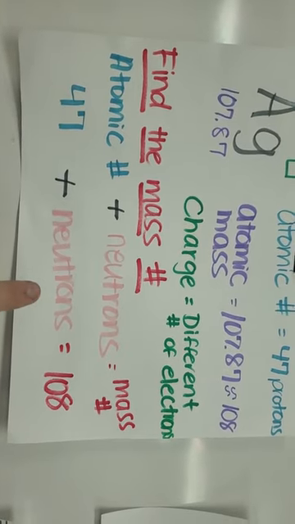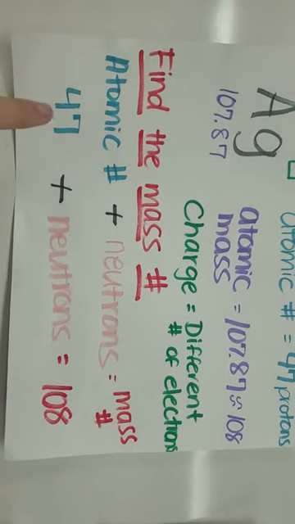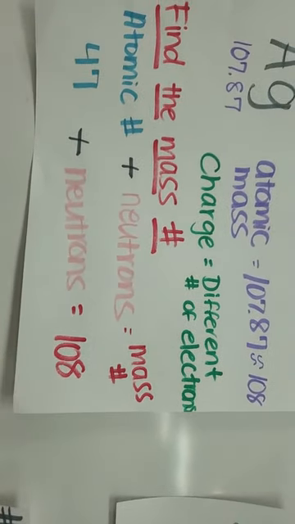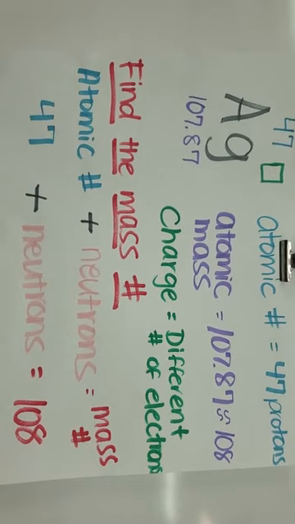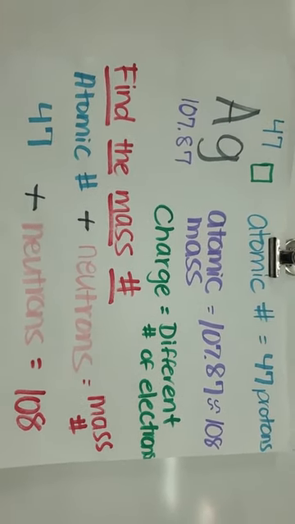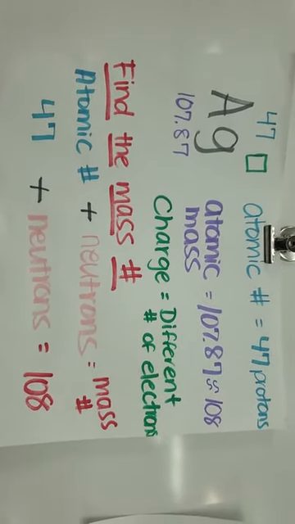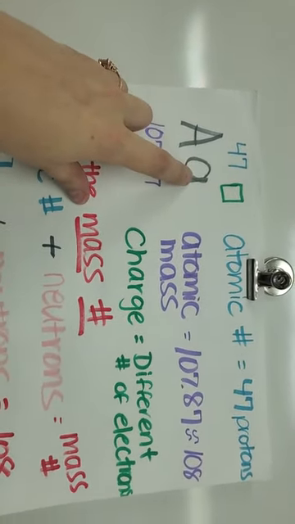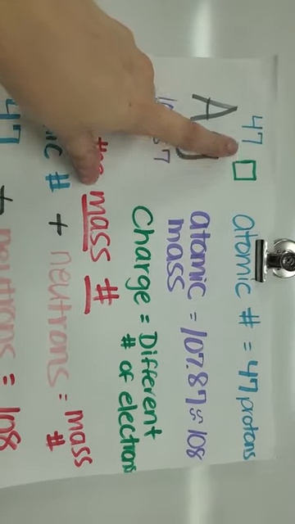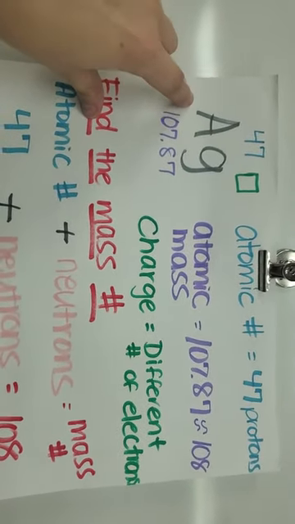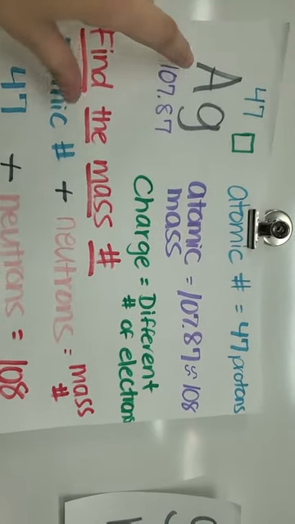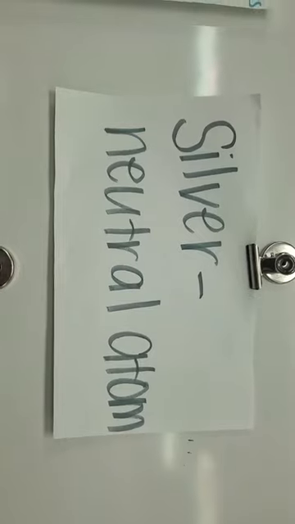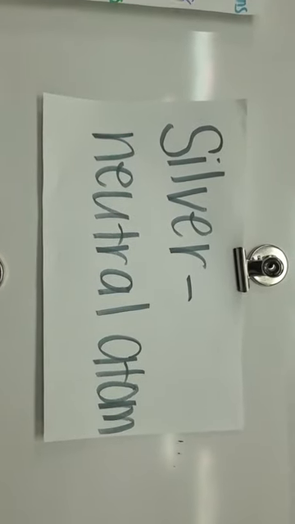So what we're going to do is just rearrange this equation. We're going to subtract 47 from 108. And that will tell us how many neutrons we have. Okay? So if we're trying to identify what type of atom we have, by looking at our symbol right here, if we just have Ag, okay, we don't have a charge, it's not written in isotope notation, then we are going to assume, okay, that silver is a neutral atom based on the information we were given.